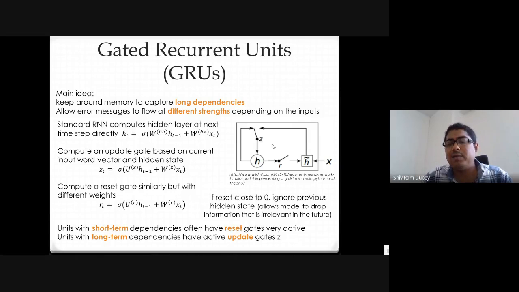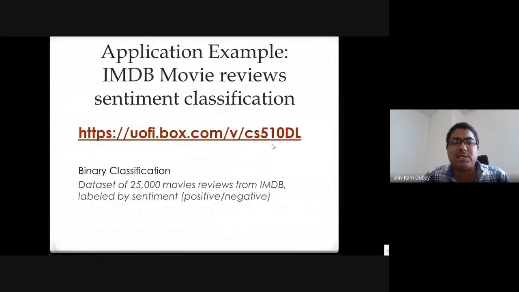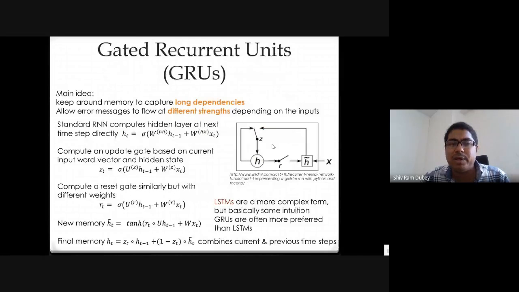In fact, there is another model which is called LSTM, that is long short-term memory. But GRU is very commonly used. LSTM is also used. If someone is interested, you can have a deeper look at these recurrent neural network models also.